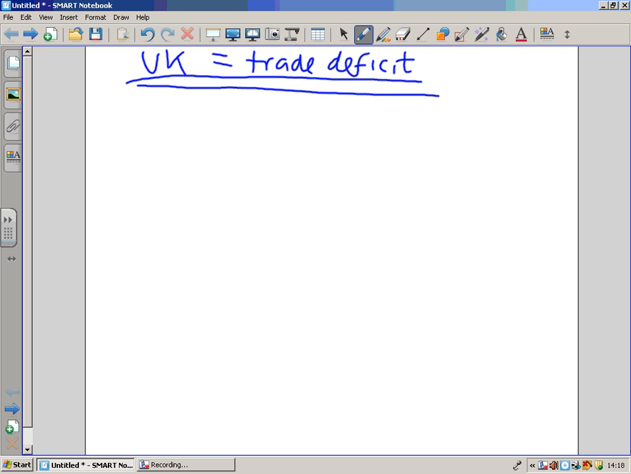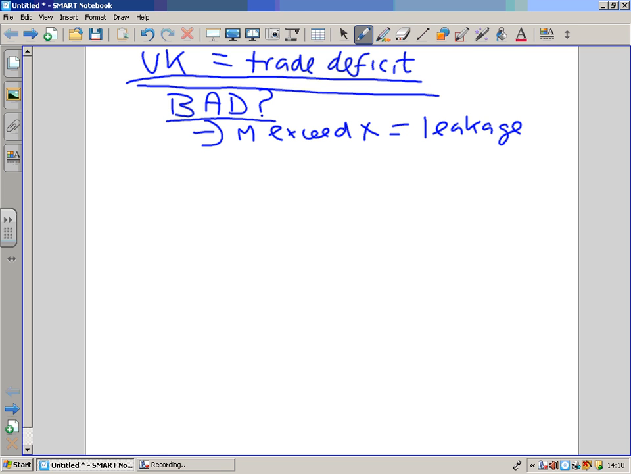What I want to cover now is why it's bad to have a trade deficit. We'll then think about what we can do to solve the problem. So first of all, it's bad because if imports exceed exports, this is an overall leakage from our economy. So clearly what this will create are negative multiplier effects. This will lead to lower rates of economic growth. It will lead to higher unemployment in the economy. So clearly that's seen as quite a bad thing.